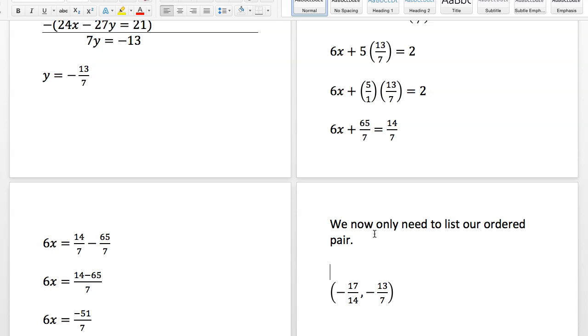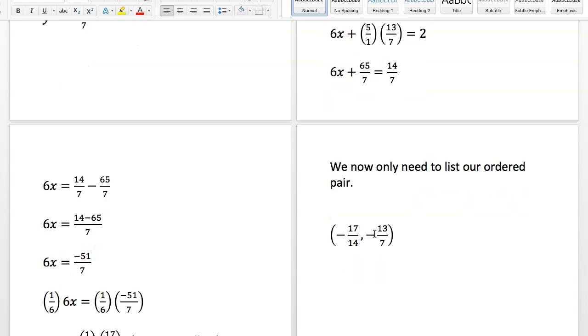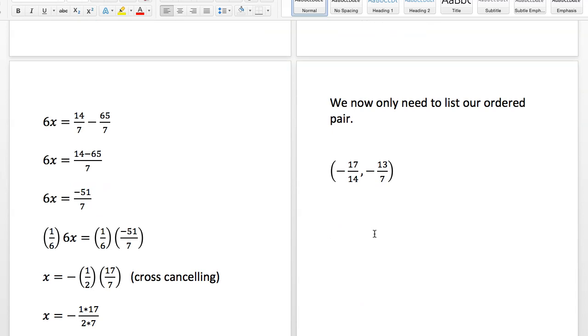Now, okay. It doesn't matter. You could eliminate x first or eliminate y first. Doesn't matter which. Now, as far as systems of two equations, that's good.